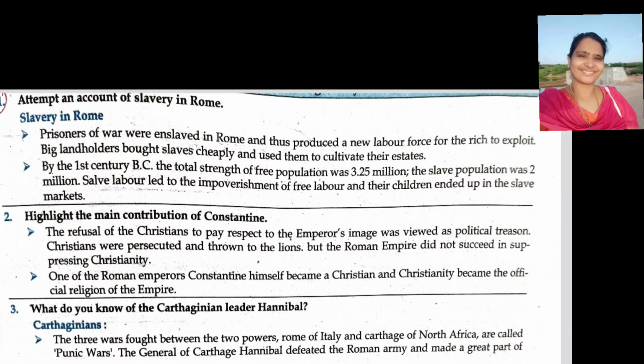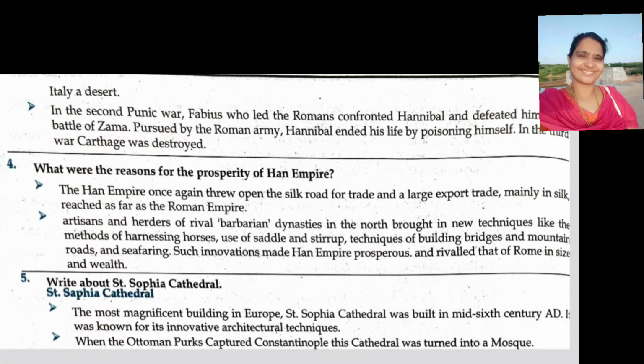Okay, what's the next question? Third one, what do you know of the Carthaginian leader Hannibal? Carthaginian, the three wars fought between the two powers, Rome of Italy and Carthage of North Africa, are called Punic Wars. The general of Carthage, Hannibal, defeated the Roman army and made a great part of Italy a desert. In the second Punic War, Fabius, who led the Romans, confronted Hannibal and defeated him in the Battle of Zama. Pursued by the Roman army, Hannibal ended his life by poisoning himself.